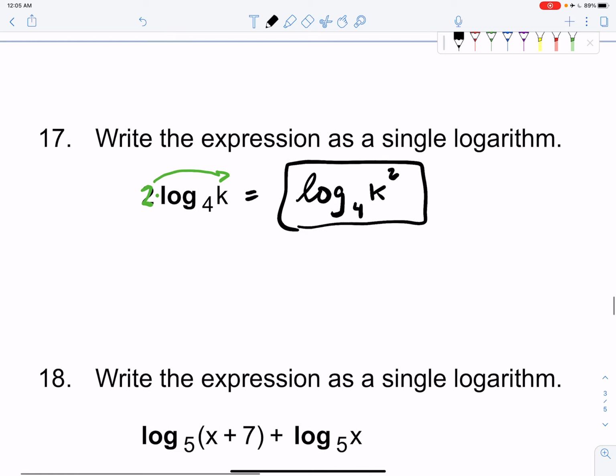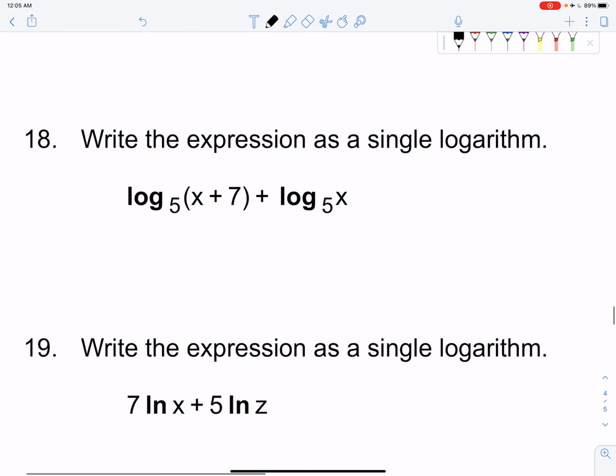Okay, number 18, write the expression as a single log. No problem, and once again this is doable because the bases are both 5. With different bases, you could not use the product rule. So let's do it. It's going to be log base 5, and then the product, x times x plus 7. Okay, so we wrote it as a single log.